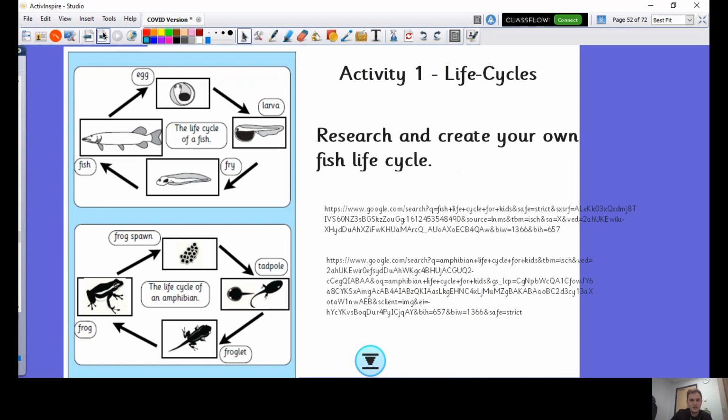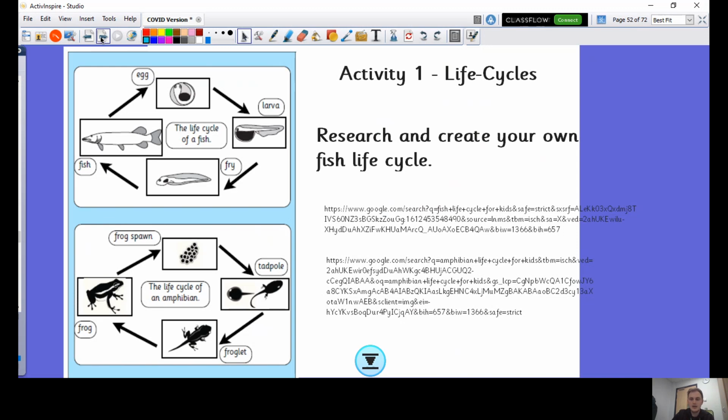Very exciting. So what I would like you to do today for your activity is research and create your own fish life cycle, or you can choose to create your own amphibian life cycle. So you can choose a fish, or you can choose an amphibian. I'm going to put some links in the description below. One is to a link on fish life cycles and loads of inspiration for you. And one is to the life cycle of amphibians and lots of inspiration for you there as well.